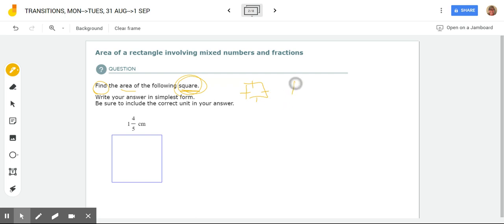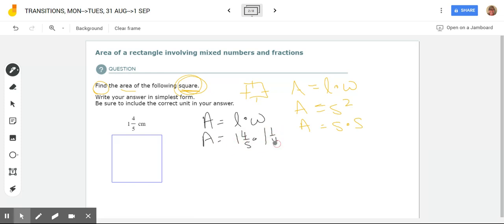The area of a square is still length times width, but sometimes you will see it as side squared because that means side times side. I think it's easier just to tackle it like that. So I'm going to write area equals length times width because a square is a rectangle. And I'm going to go area equals 1 1/4 times 1 1/4.